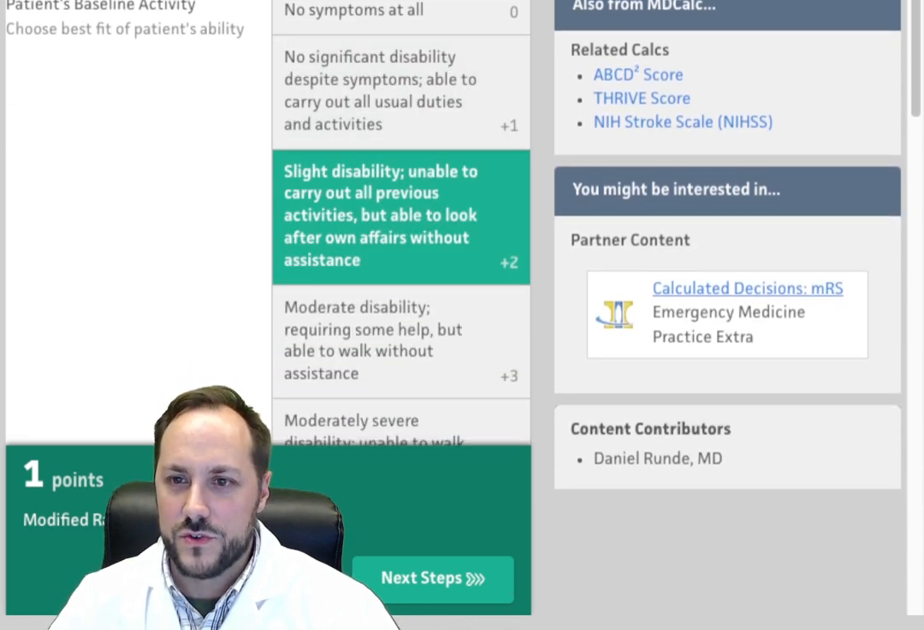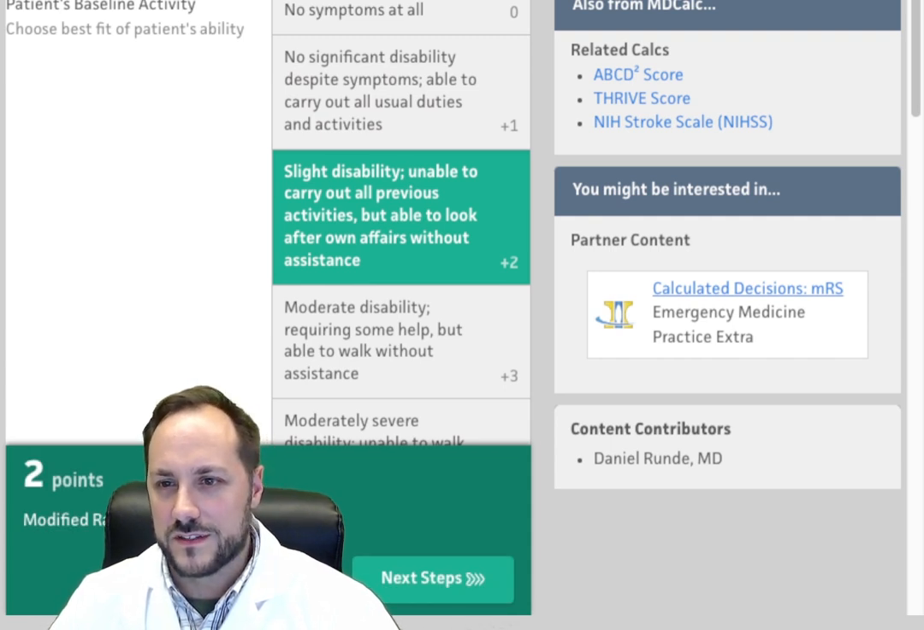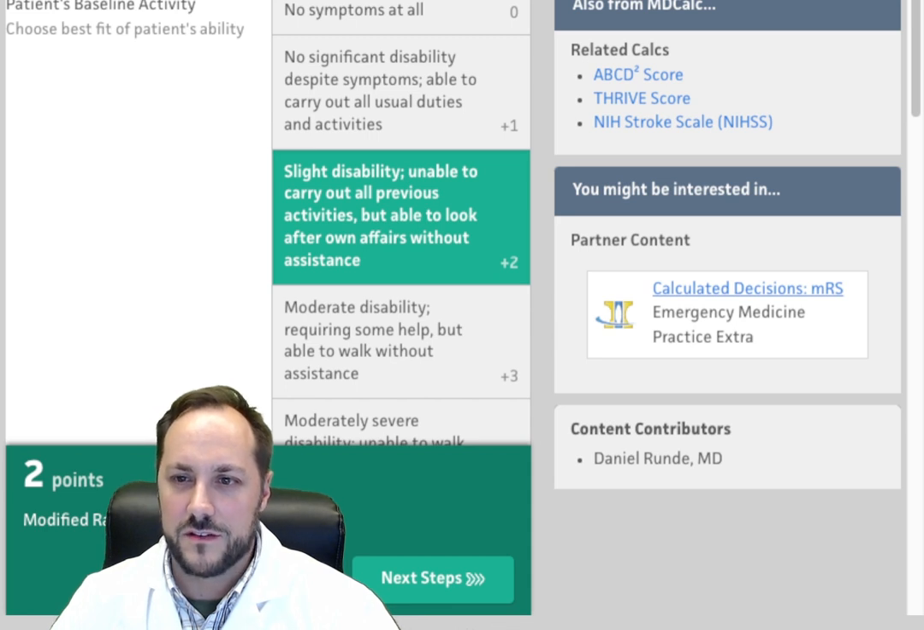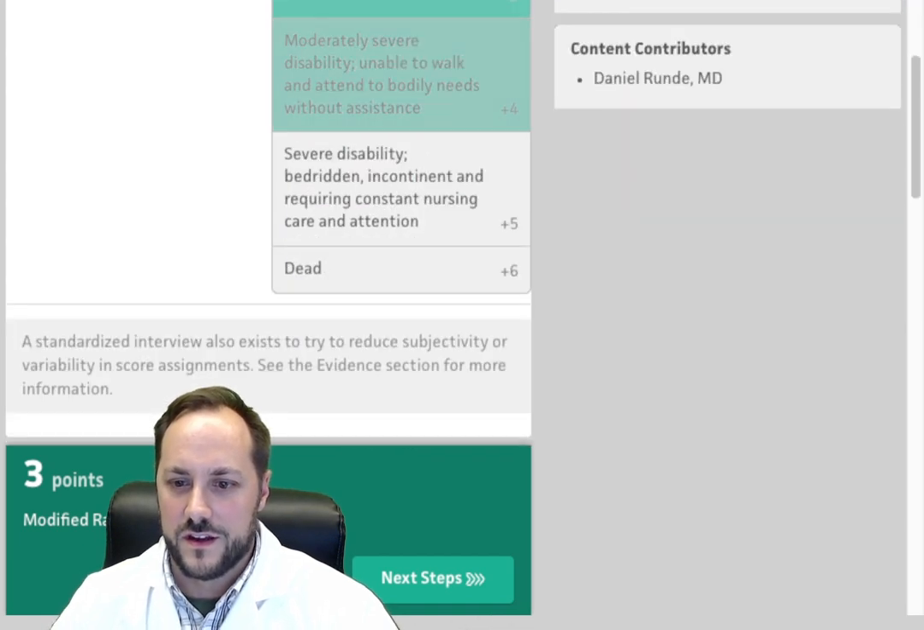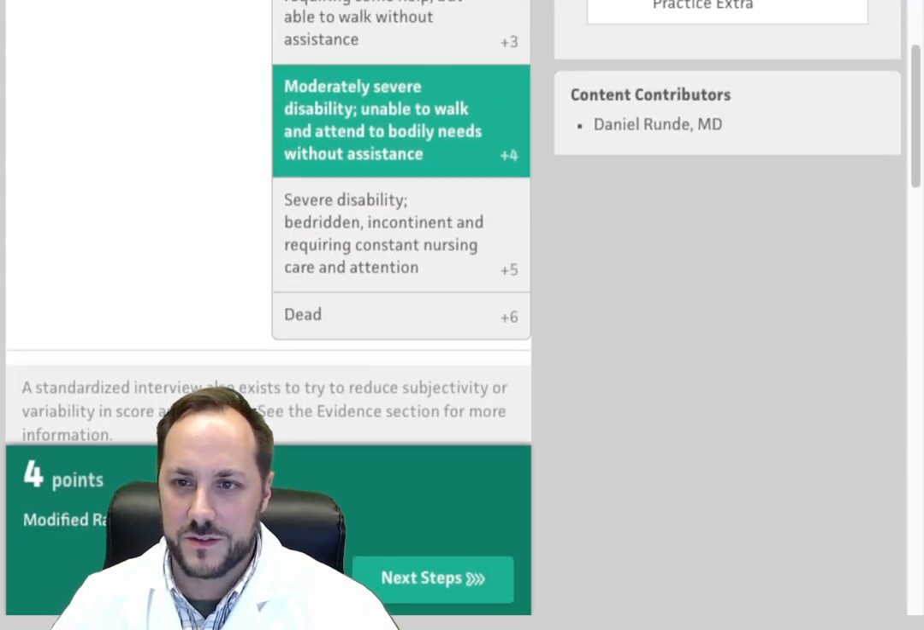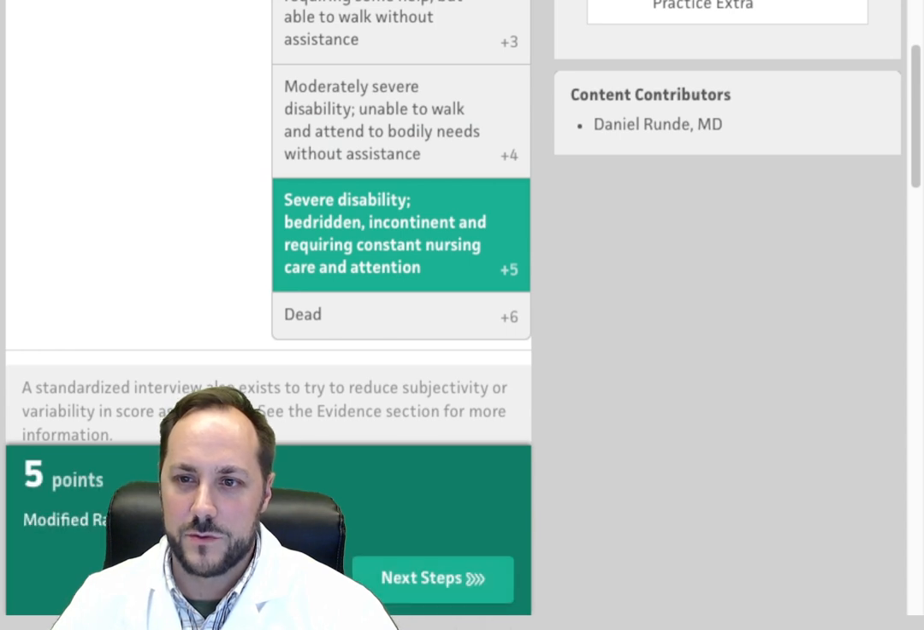A 2 would be they have symptoms that are interfering with slight disability, but they are able to look after their own affairs without assistance. A 3 would be moderate disability requiring some help, but they're able to walk without assistance. 4 is that they have some severe disability. They're unable to walk and attend to their bodily needs without assistance. And then 5 would be severe disability, either bedridden, incontinent, requiring constant nursing care and attention.